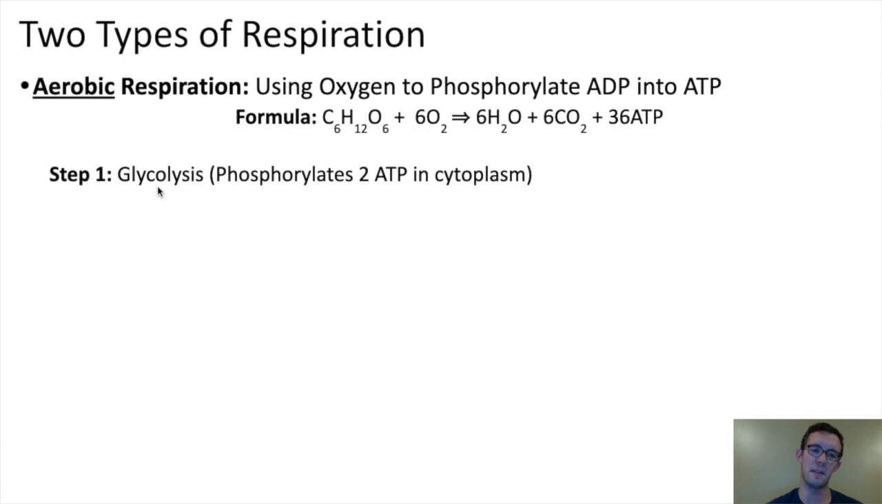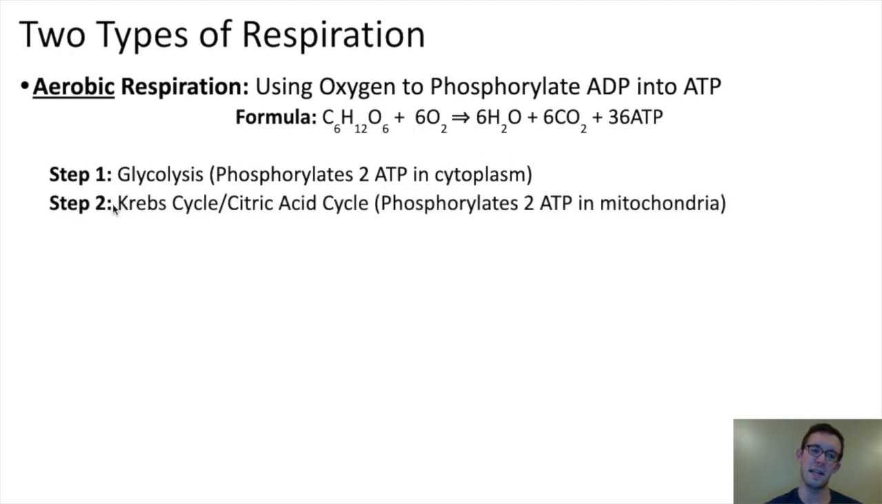The first step is called glycolysis, in which the root lys means to break, and glyco means sugar. Glycolysis is just the splitting apart of the glucose molecule, and in the process it phosphorylates 2 ATP, and this occurs in the cytoplasm. The second step of aerobic respiration is called the Krebs cycle, or the citric acid cycle, and that occurs in the mitochondria, and that phosphorylates another 2 ATP.